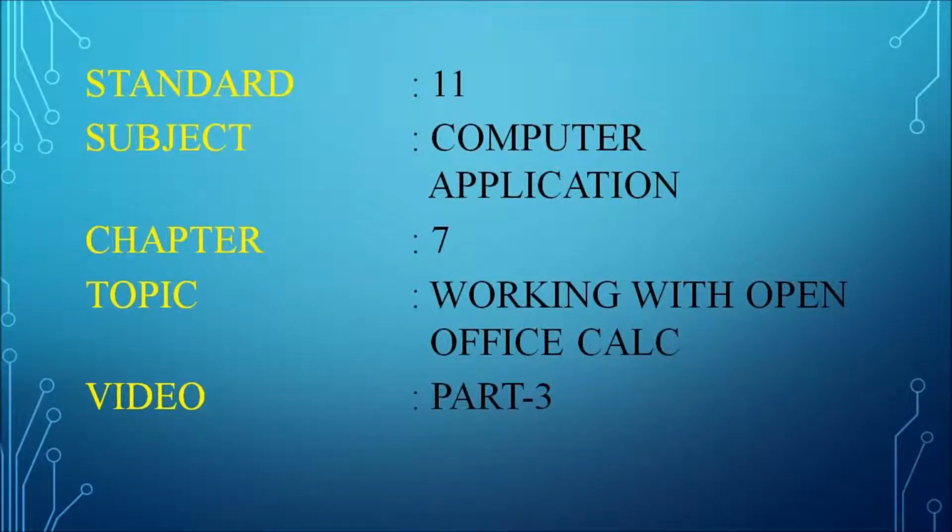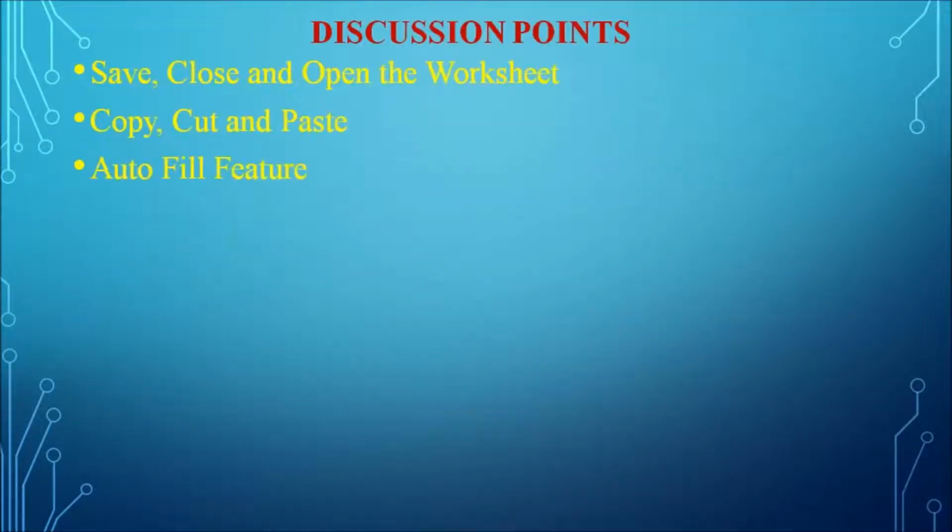Good morning, students. Today we are going to see part 3 of chapter 7, that is working with OpenOffice Calc. These are the discussion points we are going to discuss in this part. First, we are going to see how to save, close and open a worksheet: how to save a worksheet, how to close the existing opened worksheet, and how to open a new worksheet. These are the three things we are going to see in the first topic.